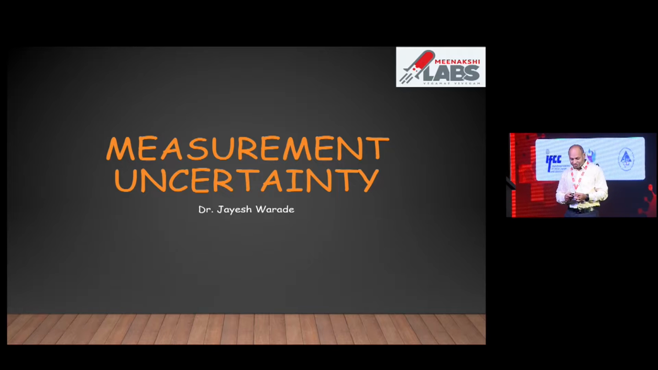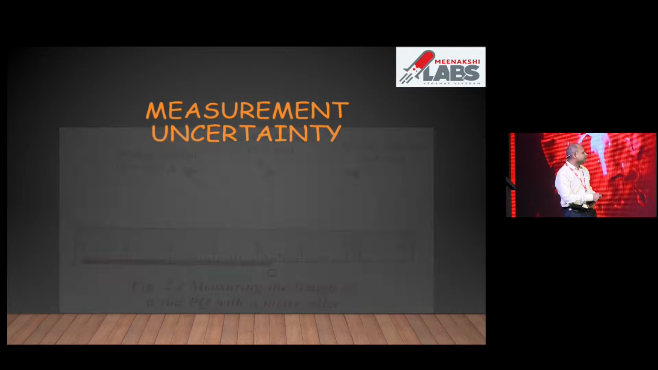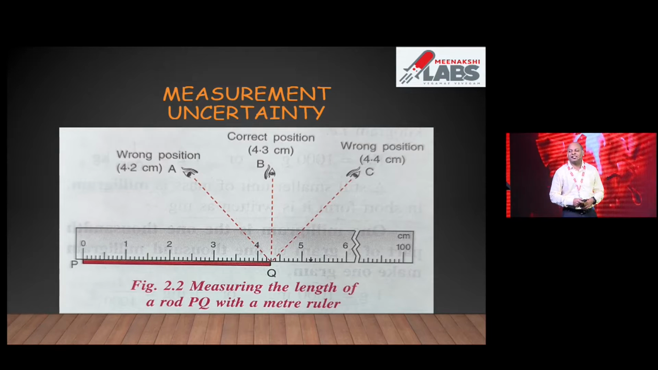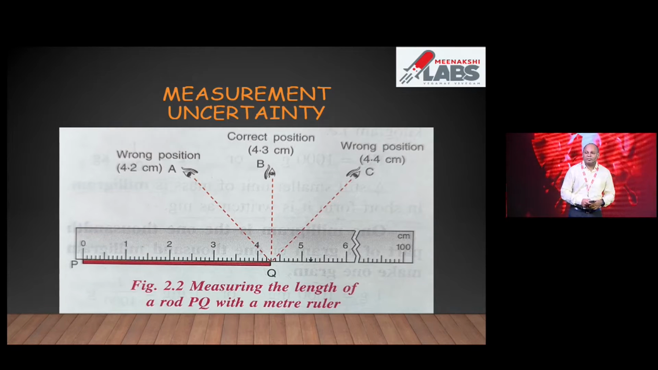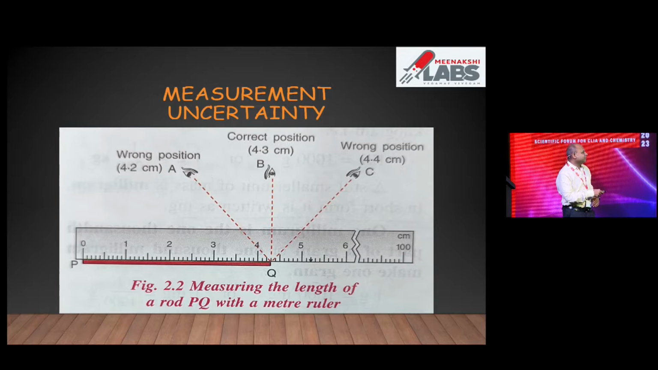So I wanted to start the session, and to make it very simple, I just wanted to take all of you to the 6th grade. This is one diagram I have taken from the ICSE syllabus 6th grade textbook of physics, where you can see the measurement is done with the help of a measuring scale, and it has been given 3 positions: wrong position, correct position, and one more wrong position.